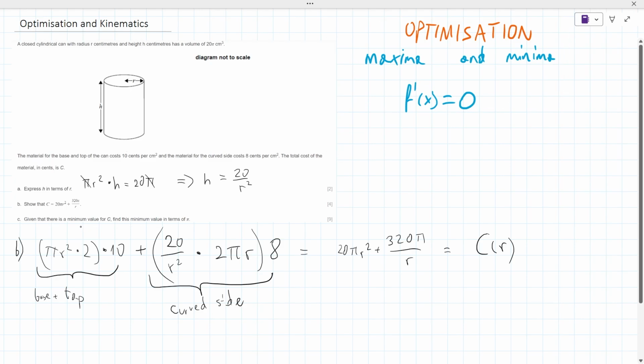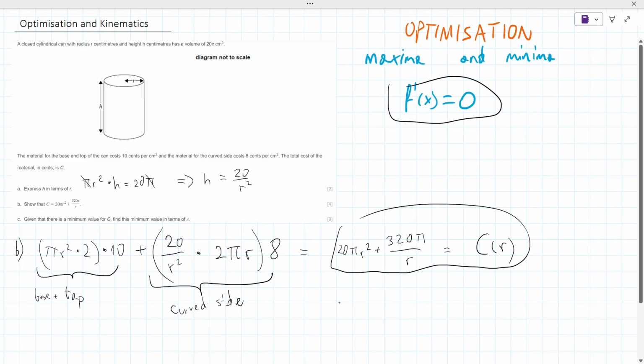If we want to find the minimum of a function, in these questions there will usually only be a minimum or only a maximum, so you don't need to worry about distinguishing between those, just find a stationary point and that's the one they're looking for. So a minimum value of c is what we want to find, so we want to find a stationary point of this function.